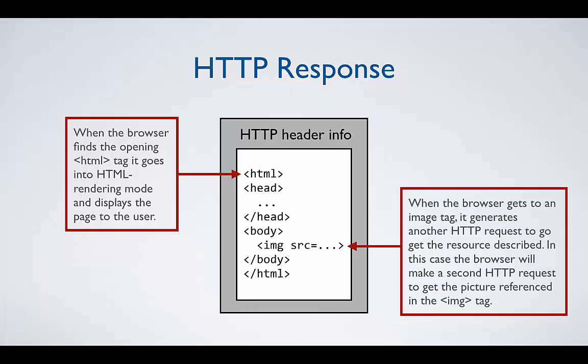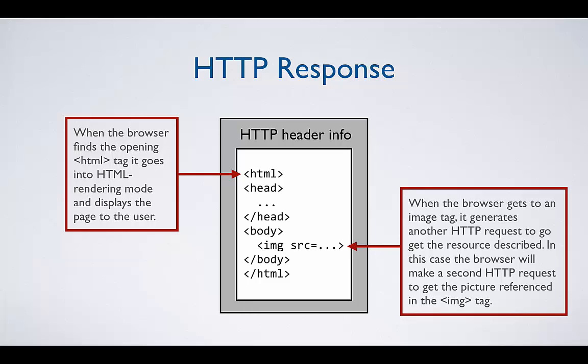Here's a sample HTTP response. First, it contains some header information. Remember that it's going to include either a success code or an error code. It's also going to include information about the content type, something known as the MIME type. Finally, it's going to contain the content. In this case, the content is HTML code.